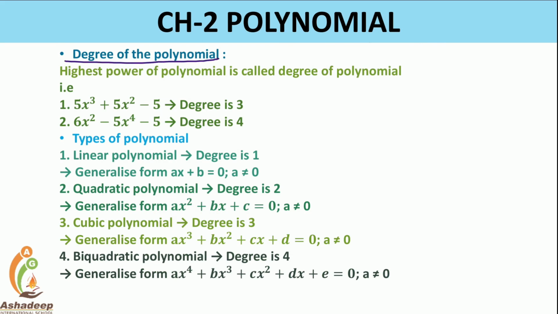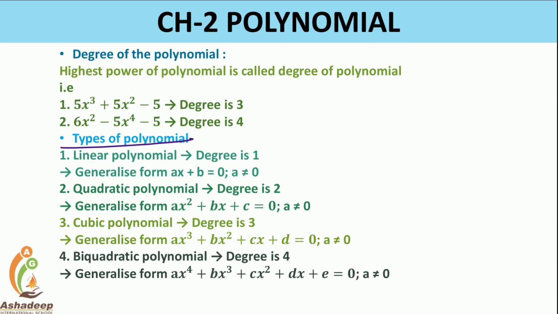So the degree of the polynomial, that I already taught you, the highest power of the polynomial is called the degree of the polynomial. Here, what is the highest power? 3. So the degree is 3. What is the highest power here? 4. Here the highest power is 4. So the degree is 4.